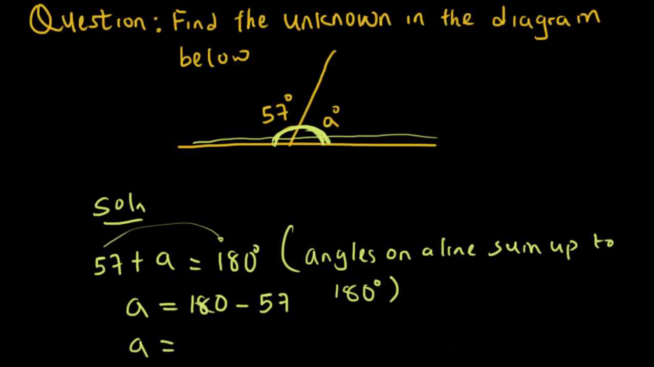We borrow 1 here, it becomes 7. 10 minus 7 is 3. 7 minus 5 is 2. And then we have 1. So we have 123 degrees. And this is our answer. Do you understand? Let's take another question.